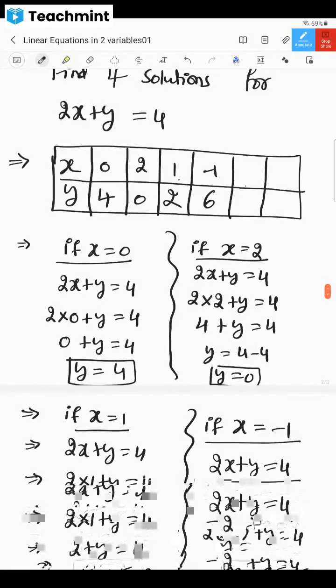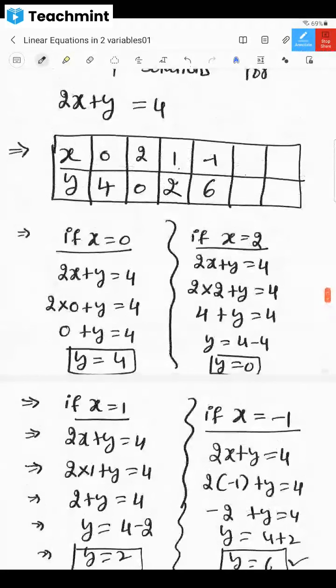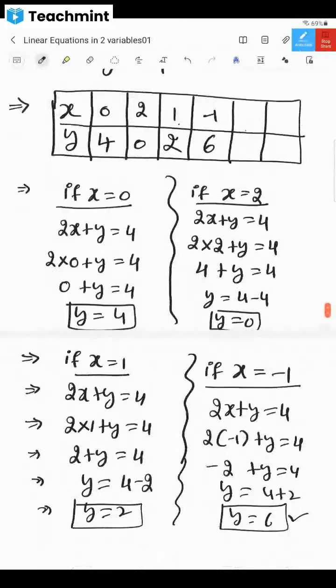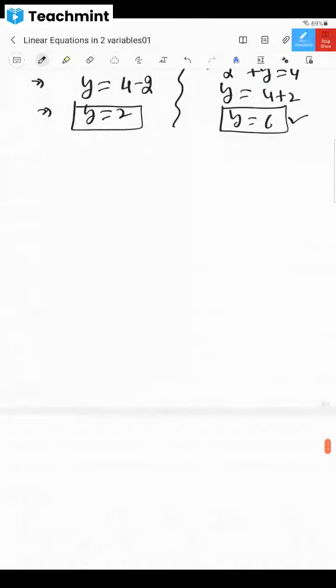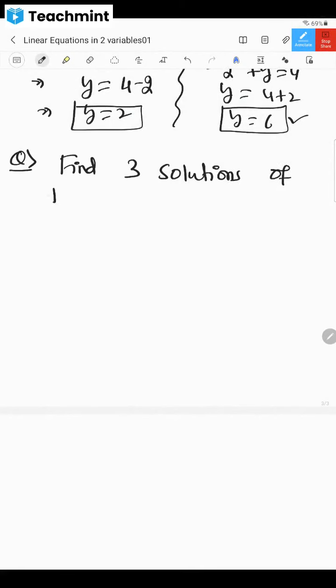Yes, sir. Shall I give you some problems as homework to you guys? Yes, sir. I am going to give some problems as homework. I will continue the class also. So you write these questions, and once the class is over, you solve them. Okay. Find 3 solutions of the following equations.